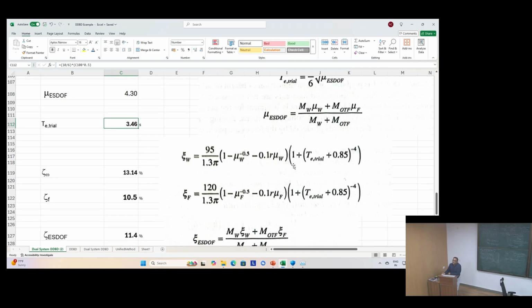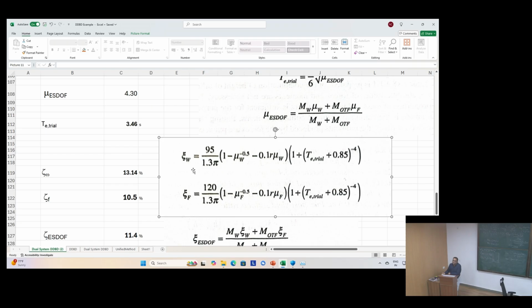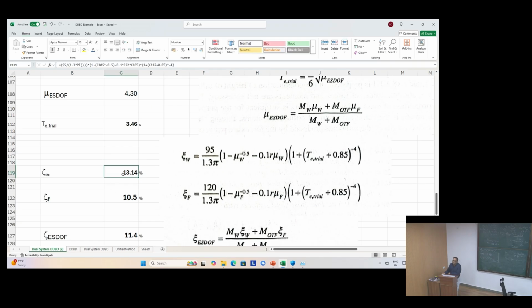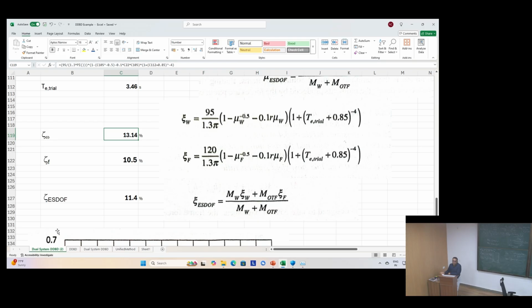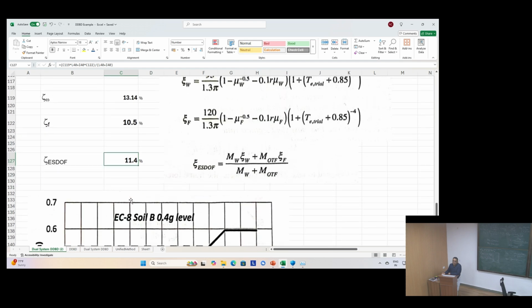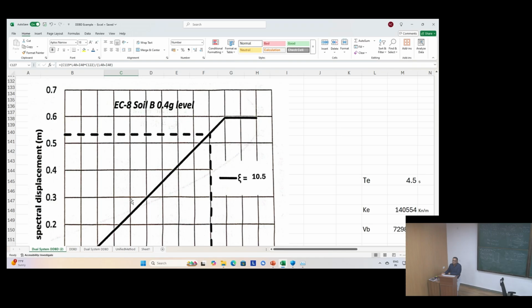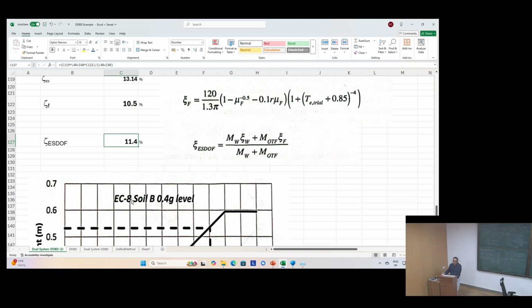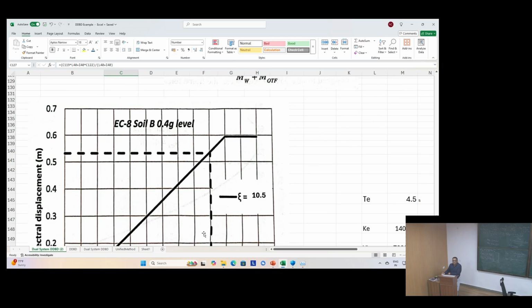Now you got to plug that in here, for your Xi wall and Xi frame. It'll give you slightly different Xi from the other direction. And then you combine that to calculate Xi of your equivalent single degree of freedom system, and you have 11.4% equivalent viscous damping for the system in the other direction, right? In the previous problem, our equivalent viscous damping was 10.5 roughly. So we were using the 10.5 line.